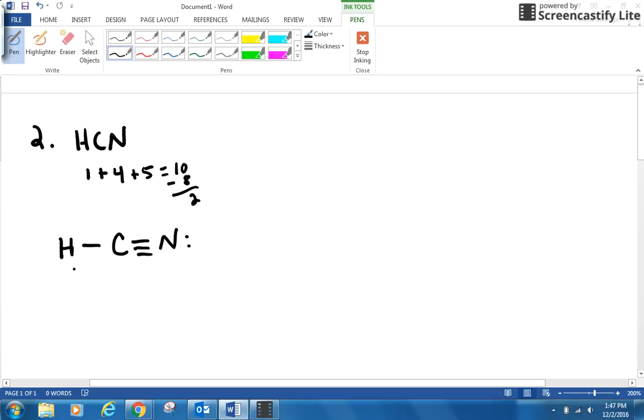Remember, you never add anything but 2 electrons to hydrogen because it does not follow the octet rule. It only needs 2 electrons. So this would be my valid Lewis structure.